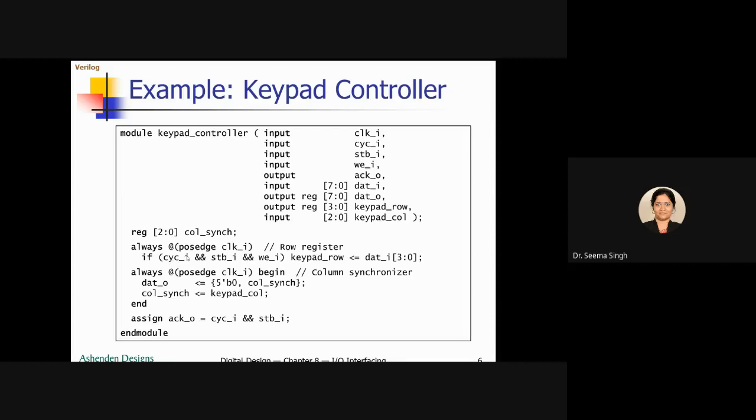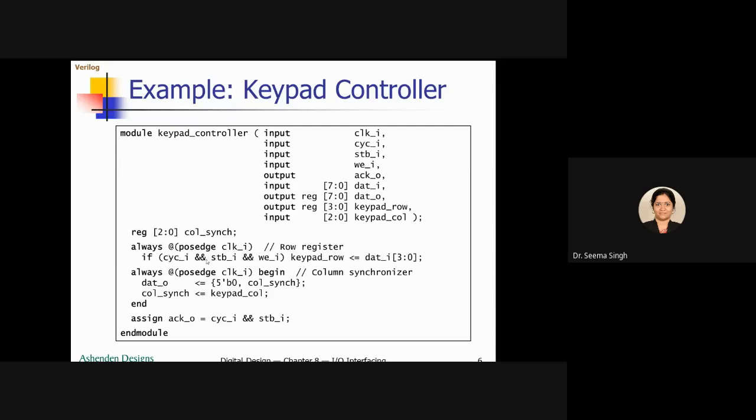If cycle input, strobe input, write enable input, if all these things are high, then only keypad row will be given this data. Keypad row will be given this data means keypad row will start enabling the scan. You remember, it is continuously scanned by making each row go low. By making it low, it is continuously scanned. And it is continuously scanned with what clock? It is continuously scanned with this clock underscore I.